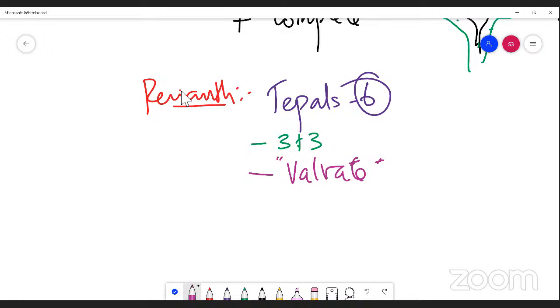So what is valvate distribution? It's a kind of estivation in which all the 3 tepals are arranged without overlapping, but their edges just slightly meet each other. So that is called the valvate distribution. I'm going to show you later, right? What is the valvate distribution? Next we pass on to androecium.